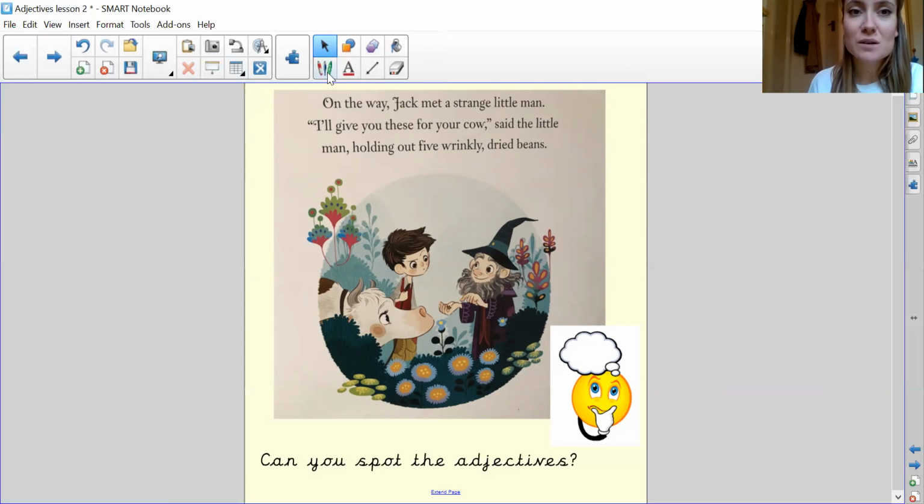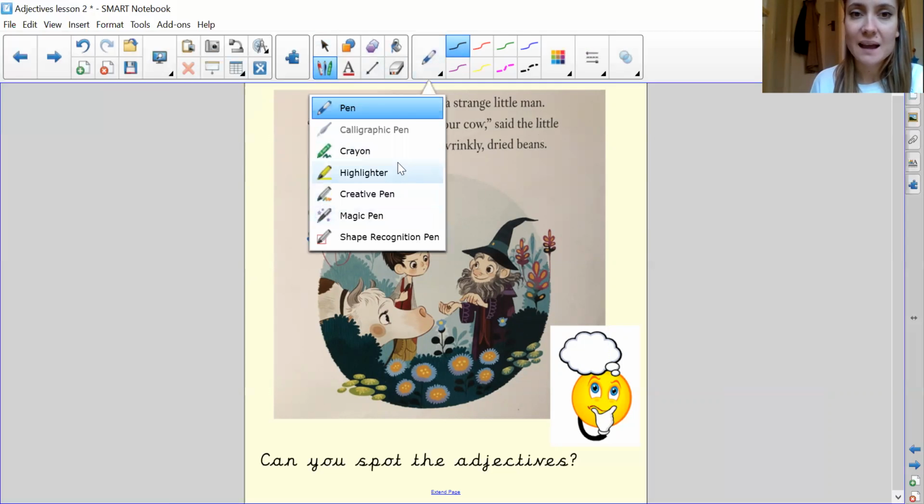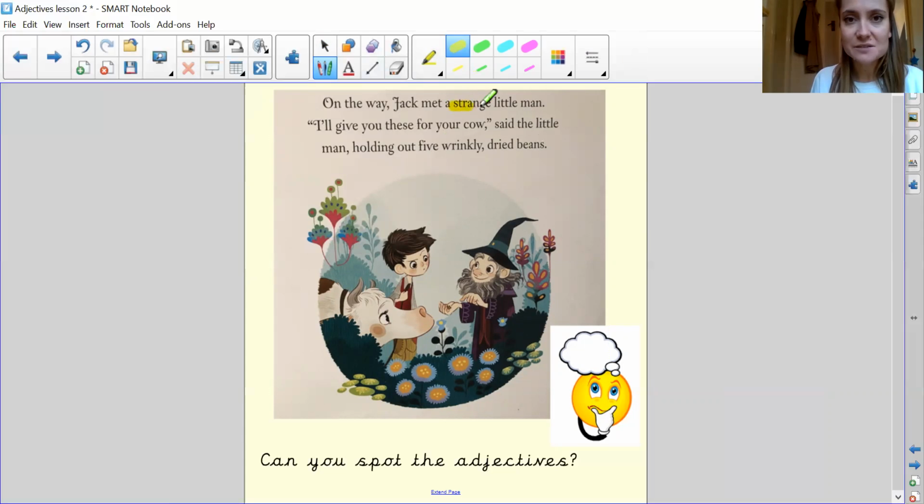That's right, he's used the adjective strange. Highlight it. He's used the adjective strange and he's used the adjective little. Fantastic. Let's have a look at this last part of the sentence. Holding out 5 wrinkly dried beans. What adjectives has the author used to describe the beans? Can you tell me? That's right, he has used the adjective wrinkly and the adjective dried to describe the beans.